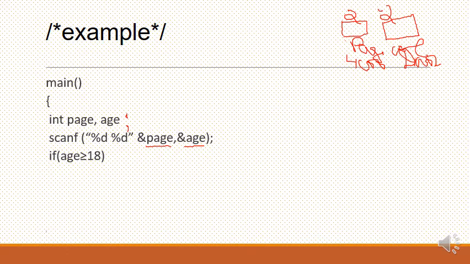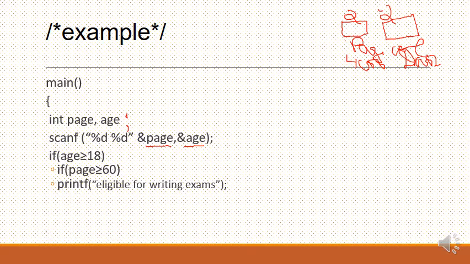So first, if age is greater than 18, afterwards I have to check if percentage is greater than 60. If both the conditions are true, what do you have to do? Print that the candidate is eligible for writing the exam. So here I am printing one message: eligible for writing the exam. If both the conditions are true, this is going to execute.